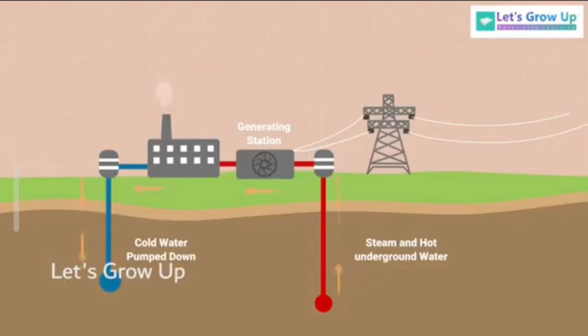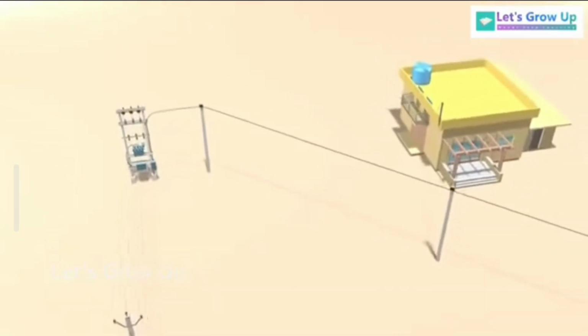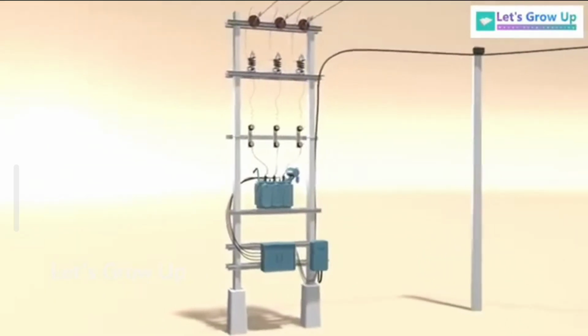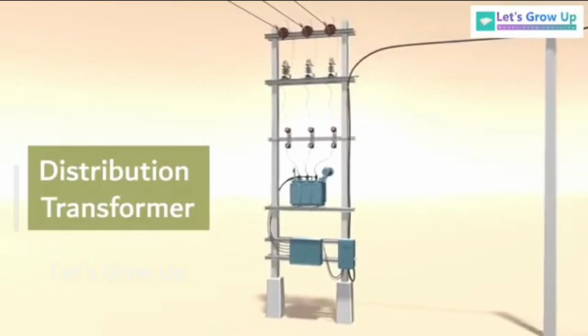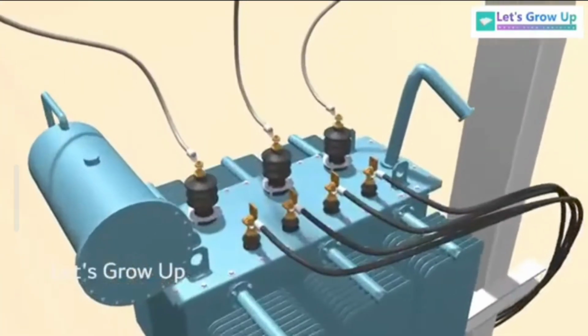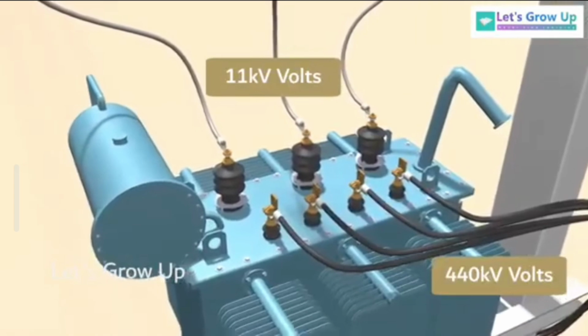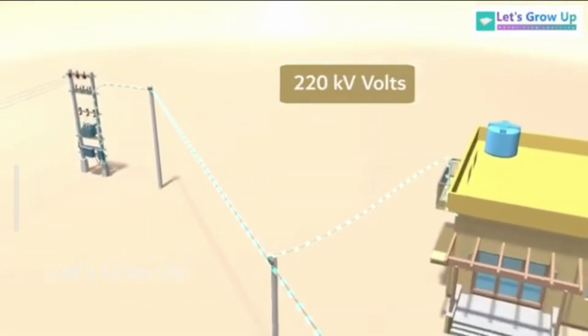However, this electricity is typically produced at high voltages, which are not suitable for direct use in our homes or offices. To make this electricity usable for consumers, step-down or distribution transformers are employed. These transformers play a crucial role in reducing the voltage of electricity from the high levels generated to lower voltages that are safe and practical for everyday use.